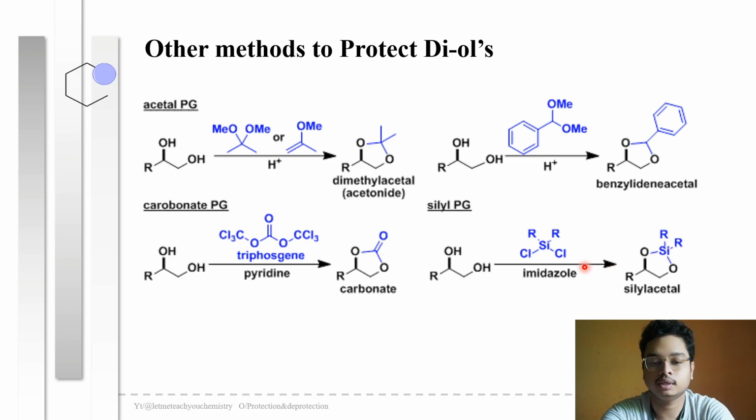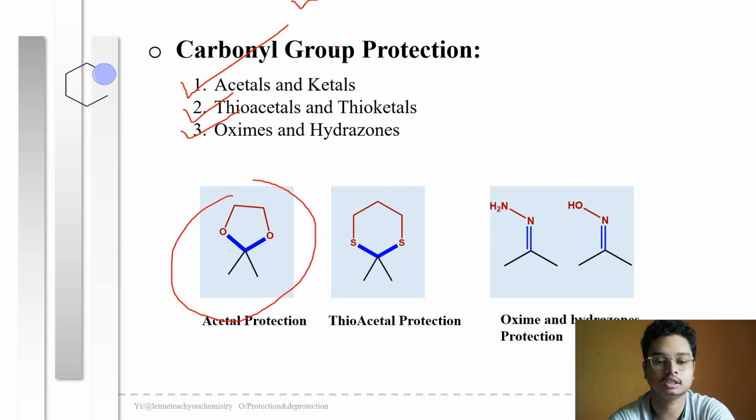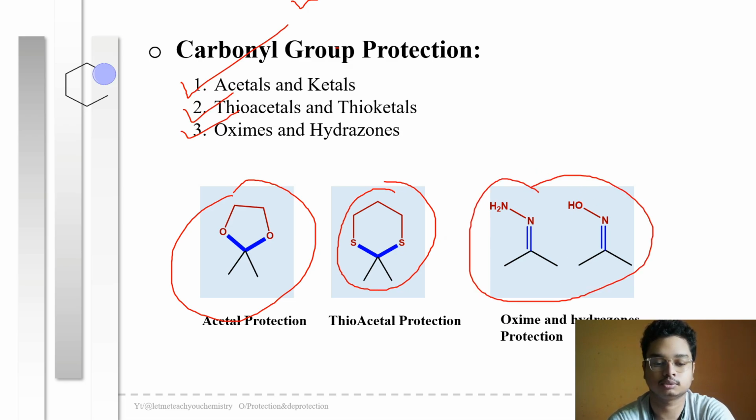Okay, so now let us move over to carbonyl group protection. The important carbonyl group protections are, first, acetal and ketal formation; the second way is thioacetal and thioketal formation; and the third one is oxime and hydrazone formation. So this is the acetal protection, this is the thioacetal protection where thiols are used to generate the thioacetals, as well as the oxime and hydrazone protections.